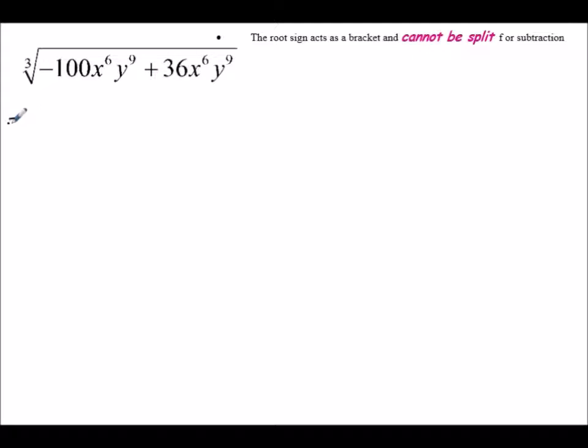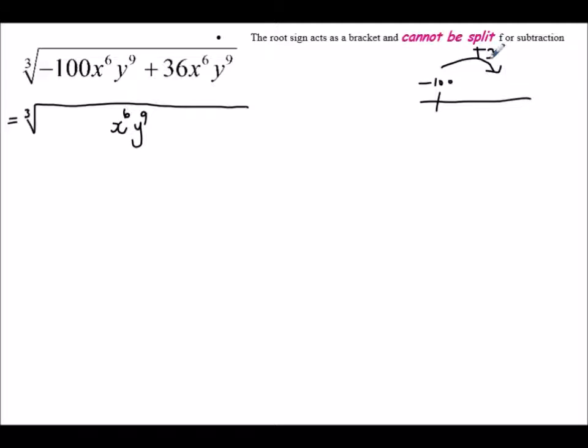Right, so we're not working with the cube root, we're just going to copy it down, cube root. I check that these are like terms, x to the 6, y to the 9, x to the 6, y to the 9, so they belong to the same family. They are the x to the 6's, y to the 9. And now apply laws of integers. So if I've got negative 100, and I'm going to add 36, I would land up at negative 64. So this here is negative 64.